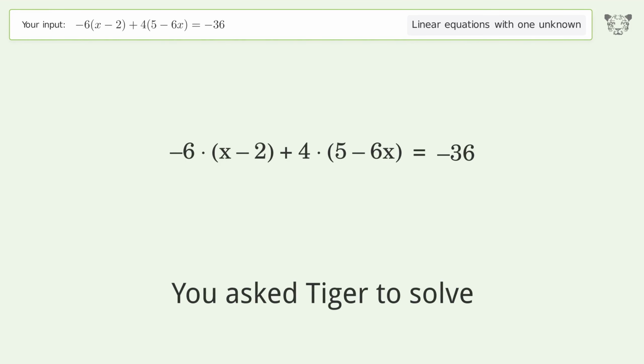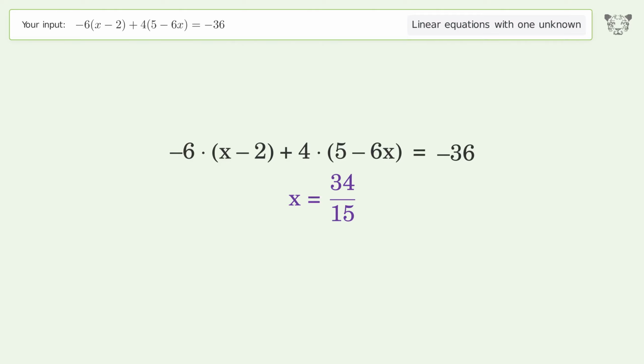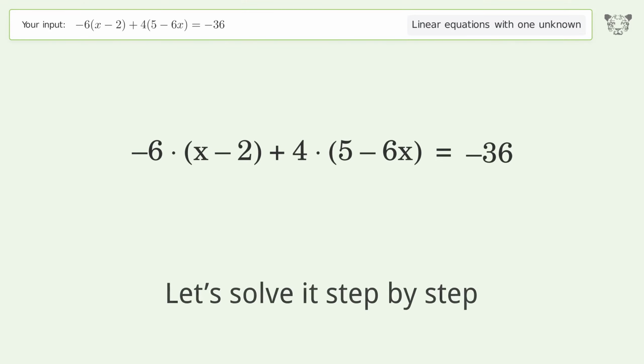You ask Tiger to solve this. It deals with linear equations with one unknown. The final result is x equals 34/15. Let's solve it step by step.